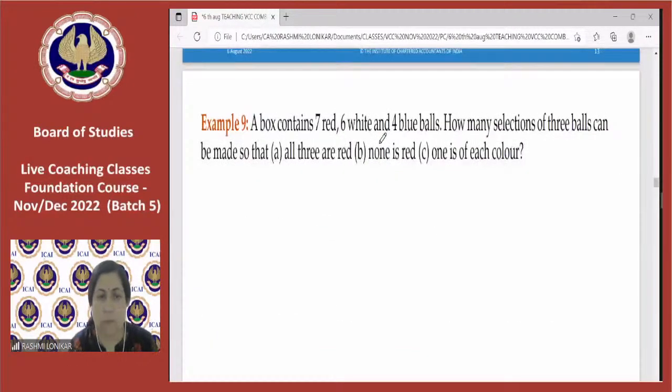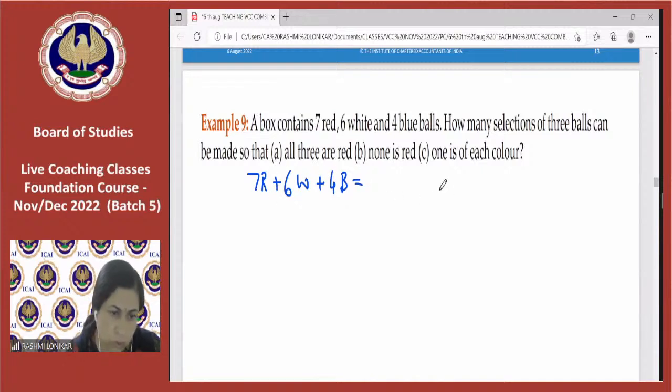Next, a box contains 7 red, 6 white and 4 blue balls. So I have 7 red plus 6 white plus 4 blue. How much is this equal to? 17 balls. Okay. How many selections of 3 balls can be made so that all 3 are red?